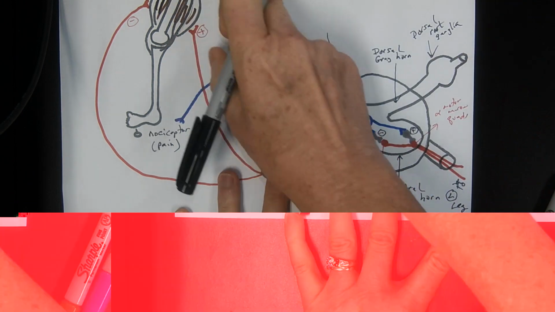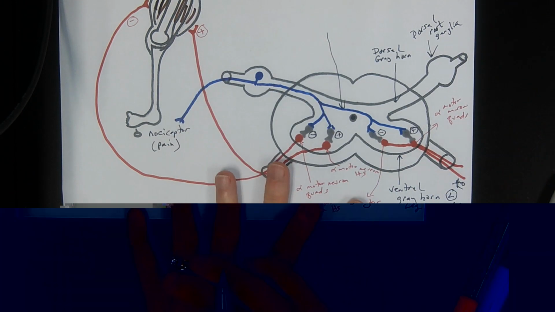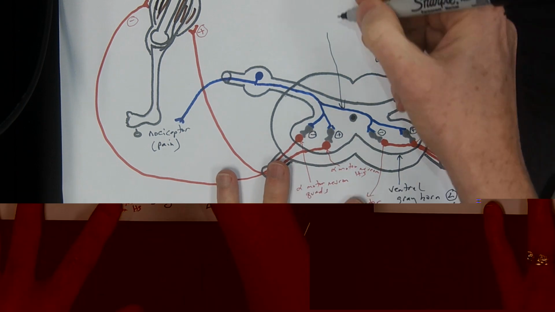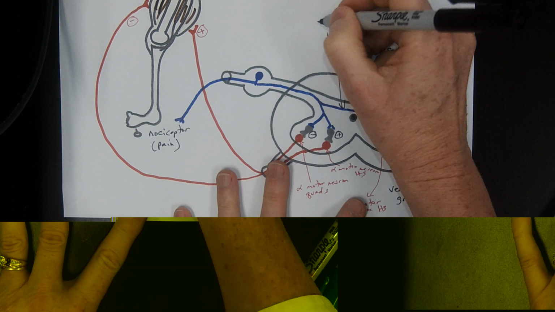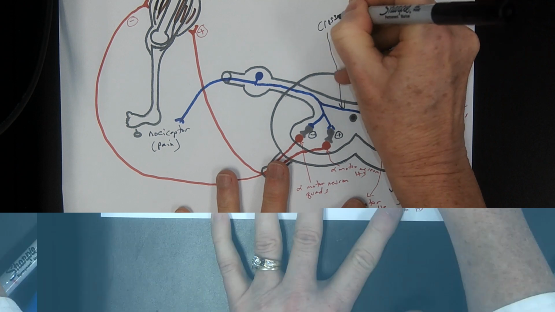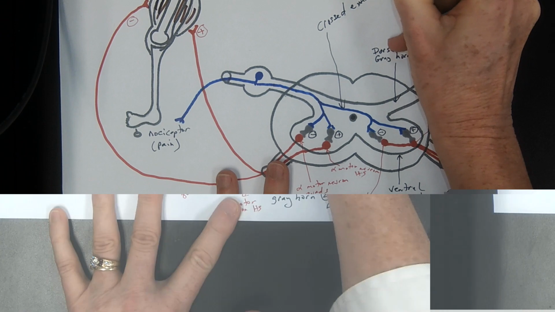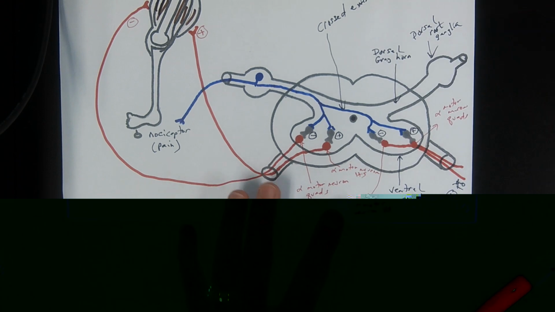So this is the flexion withdrawal reflex, and this is called the cross extension. That's your cross extension reflex.